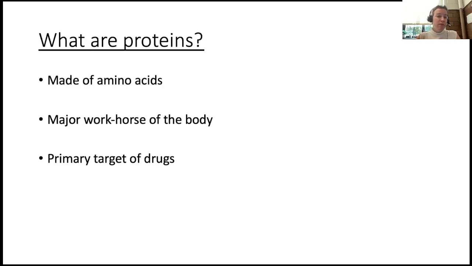Let's start with a refresher about what proteins are. So proteins are made of small chemicals called amino acids. And these amino acids have a specific number and order for each protein. Some proteins are small, some proteins are huge, and the sequence of amino acids matters.